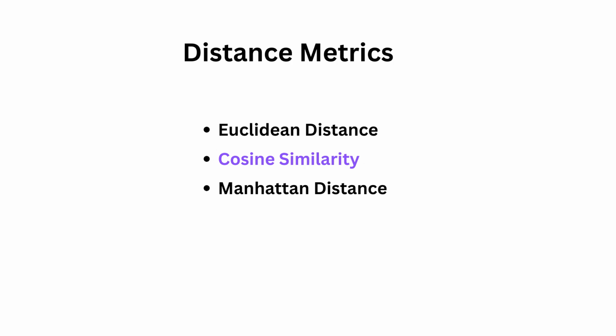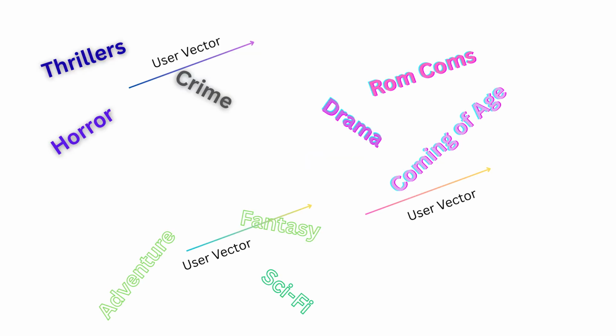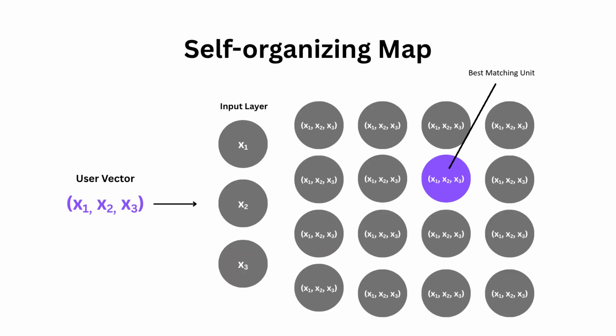Ideally, we want a distance metric that best captures how closely the neuron mirrors the user's viewing habits. Once a neuron is chosen as the winner, the user vector is said to belong to that neuron's cluster. And then the magic begins.